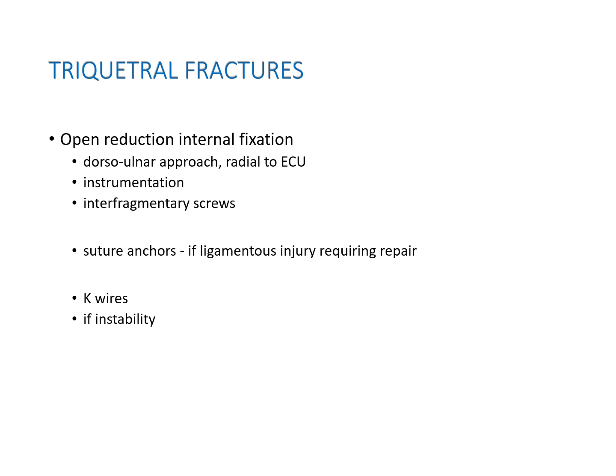Body fractures are managed with open reduction if the fracture is displaced or if there is instability. Open reduction can be done through a dorsal ulnar approach radial to the extensor carpi ulnaris tendon. Fixation can be done with K-wires or interfragmentary screws depending on the fracture fragment size. If there is a ligamentous injury, suture anchors can be used.